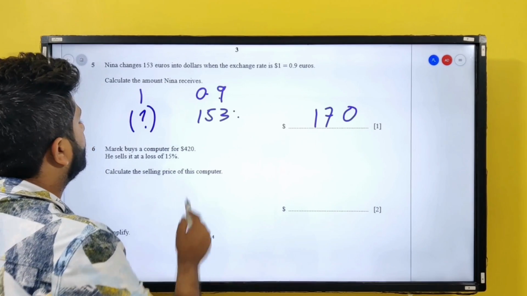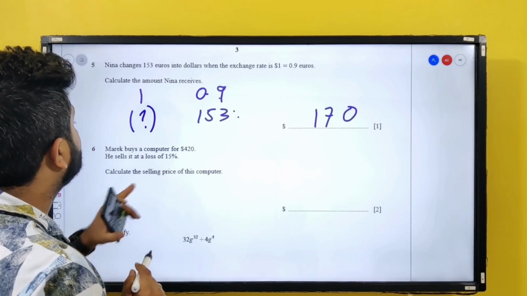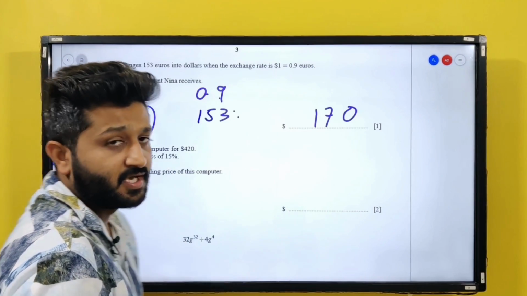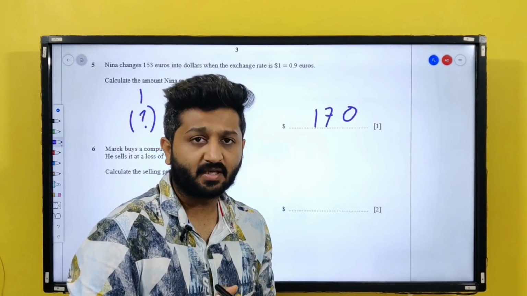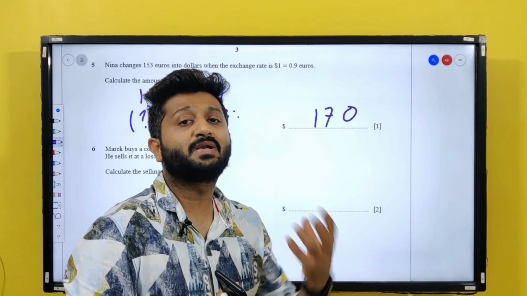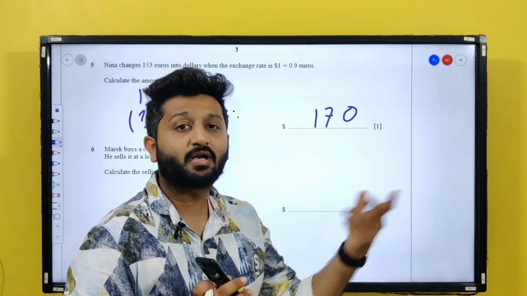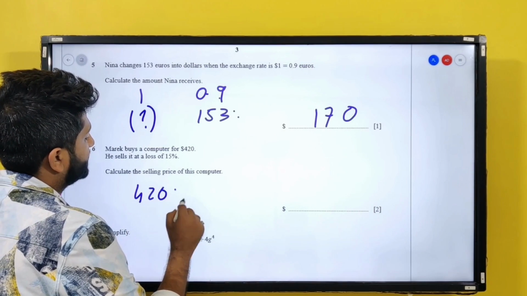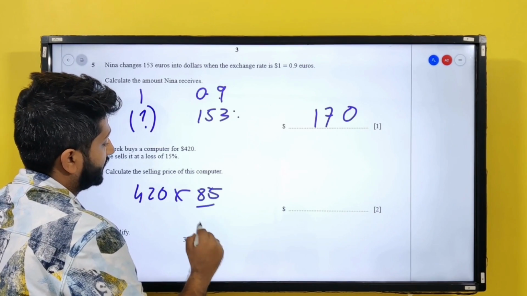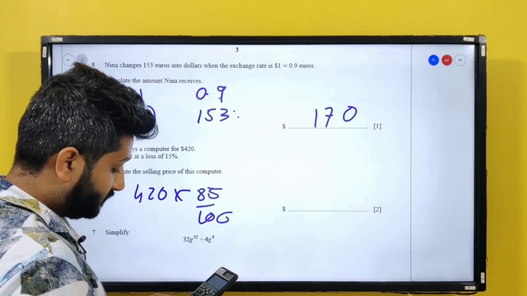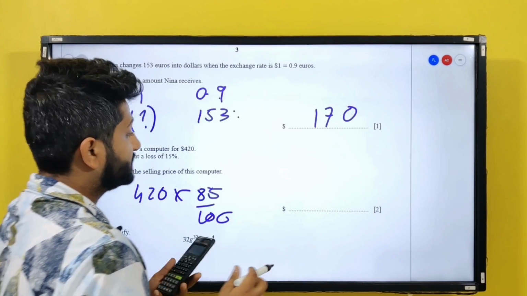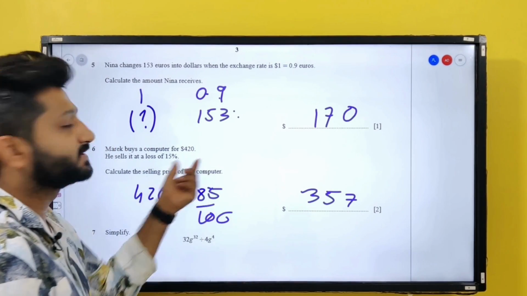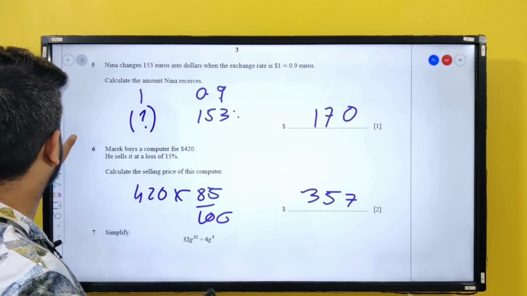Marek buys a computer for $420. He sells it at a loss of 15%. Find his selling price. So he is making a loss of 15%, which is, you can say, he is only getting 85% of what he has bought. So 85% of 420 is $357. Or you can also find the 15% of 420 and subtract it from 420.